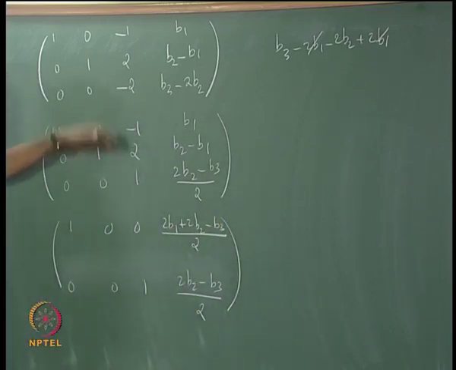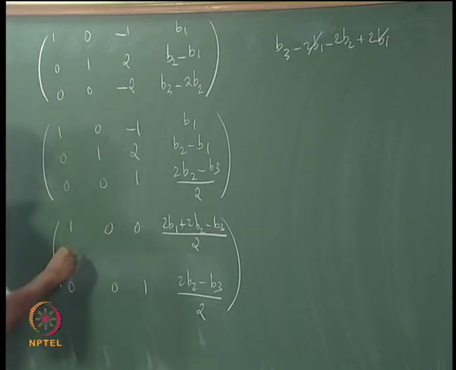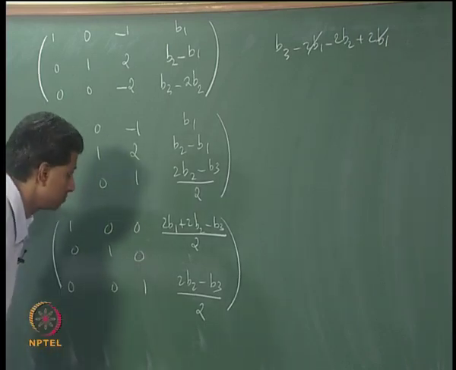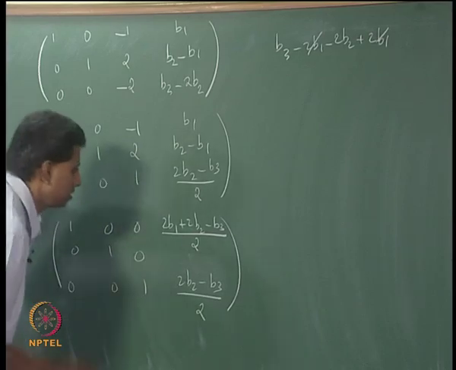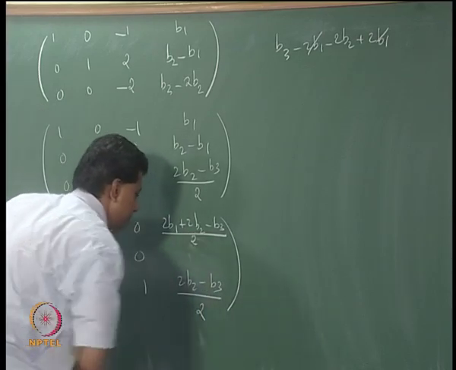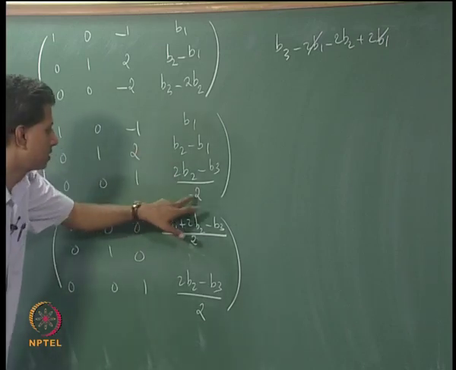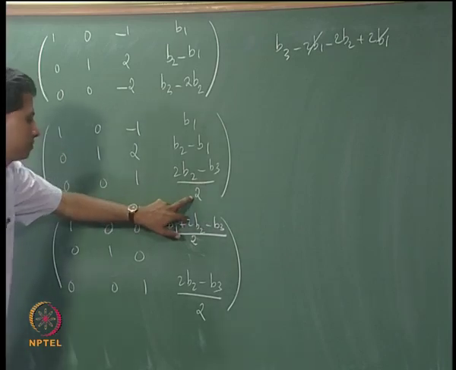I am just adding these two rows to replace the first row. Then minus 2 times this plus this. Still have enough space. Okay, minus 2 times this plus this. This will go with a negative sign, minus 2.